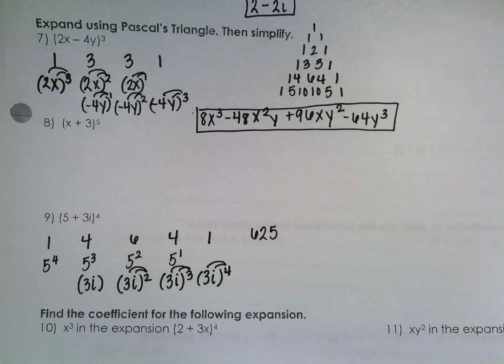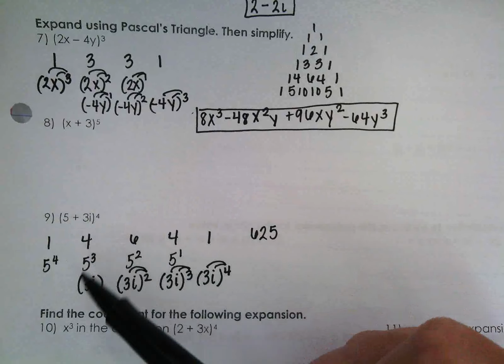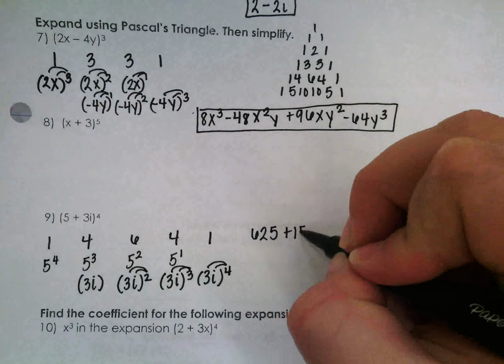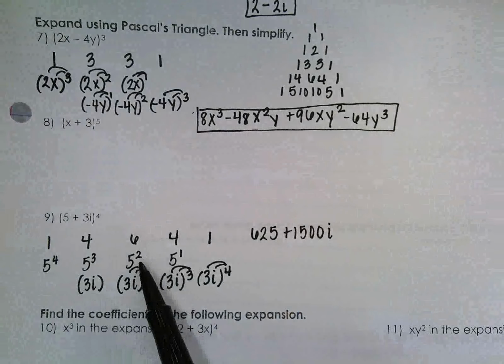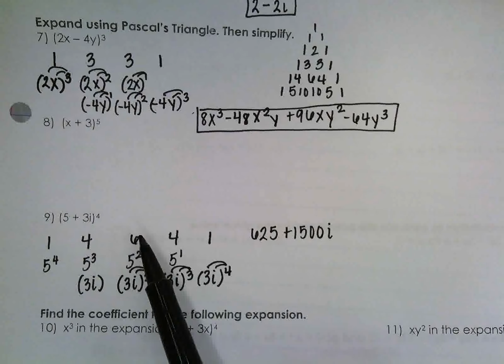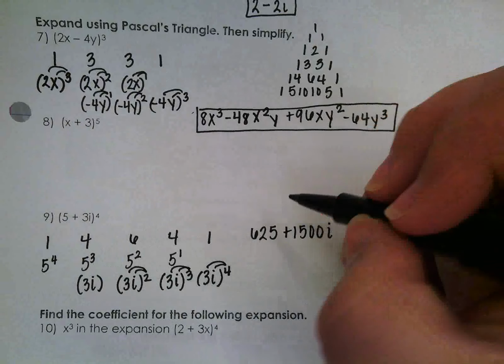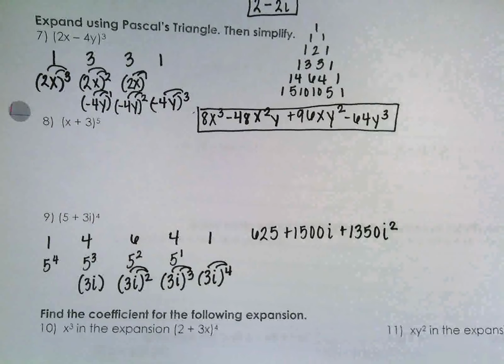Then I've got 5 to the third, which is 125. But I need to multiply that by 4 and 3. So I'm going to multiply 125 by 4 and 3, and we get 1,500 i, because we had one i. All right, and then I've got 5 squared, which is 25, times 6 times 3 squared, which is 9. So I'm going to do 6 times 25 times 9, and we get 1,350 i squared.